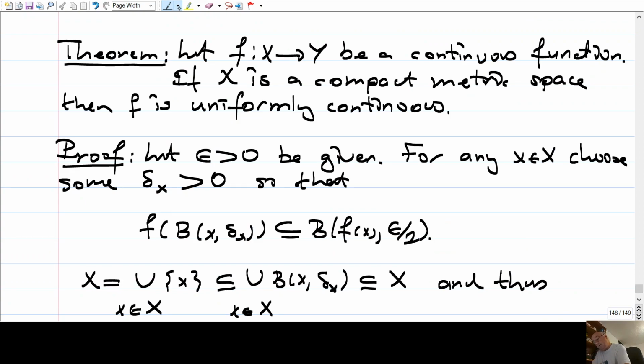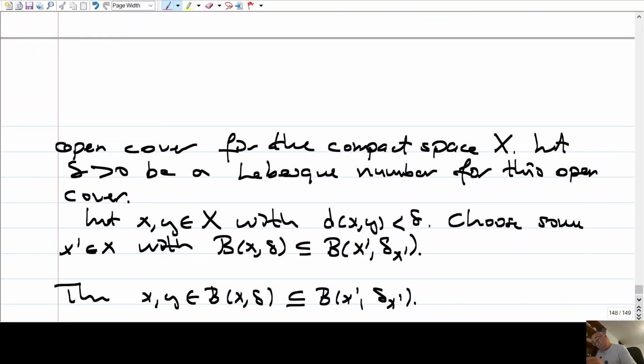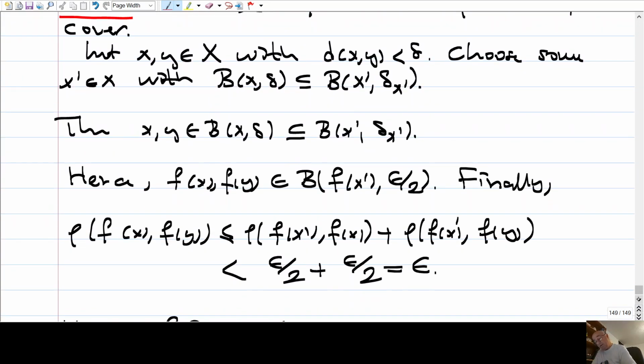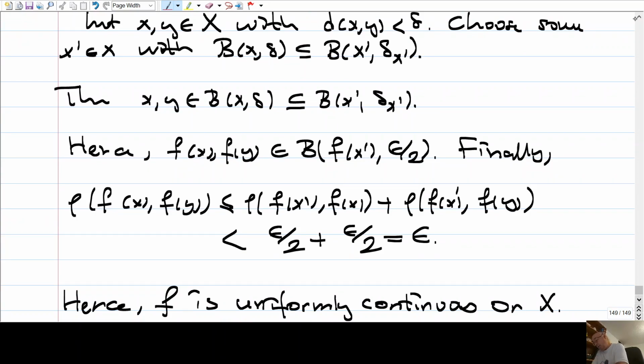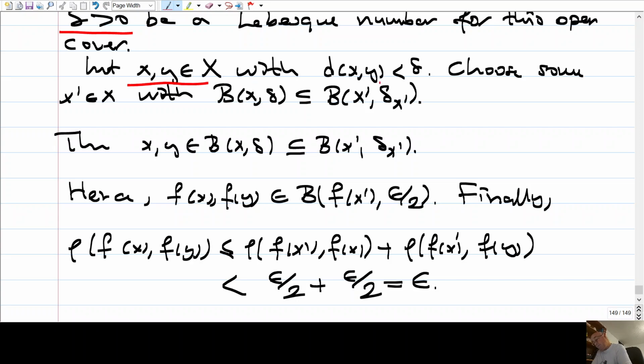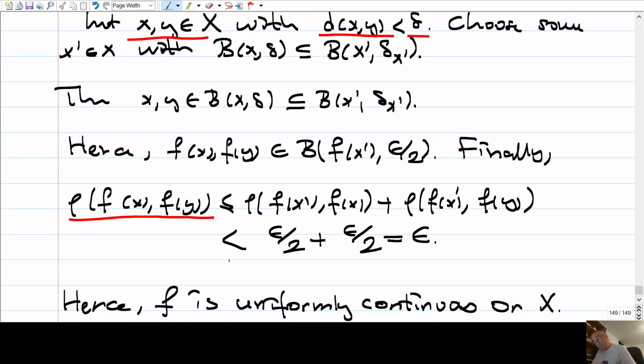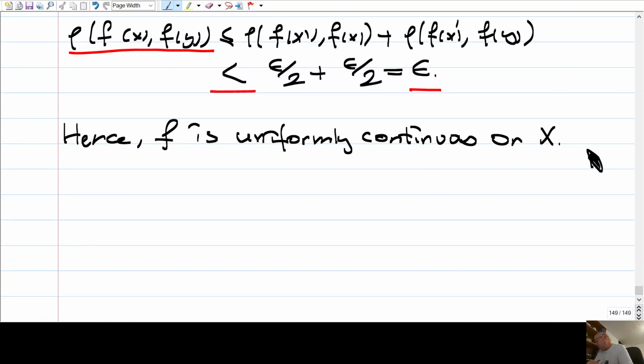Why is that? Let's summarize what we have done. I start with any epsilon. I found some delta as the Lebesgue number of some covering we constructed. Now, if I start with any elements with d(x, y) less than delta, then the distance between these two points is less than epsilon. And that's the definition of being uniformly continuous. Okay, so we are done. Do you have any questions so far?